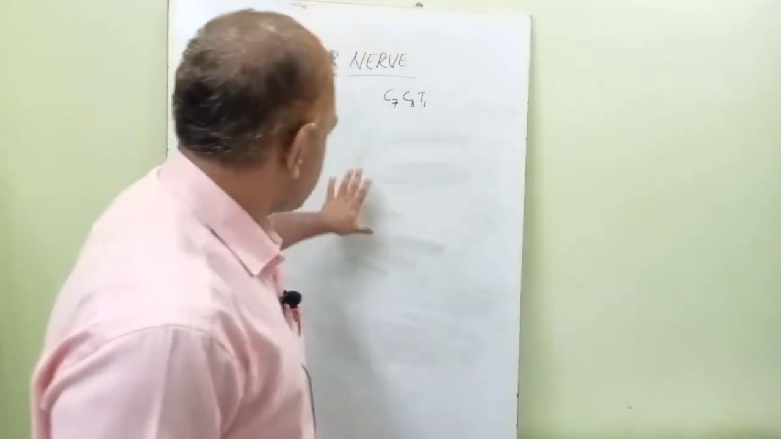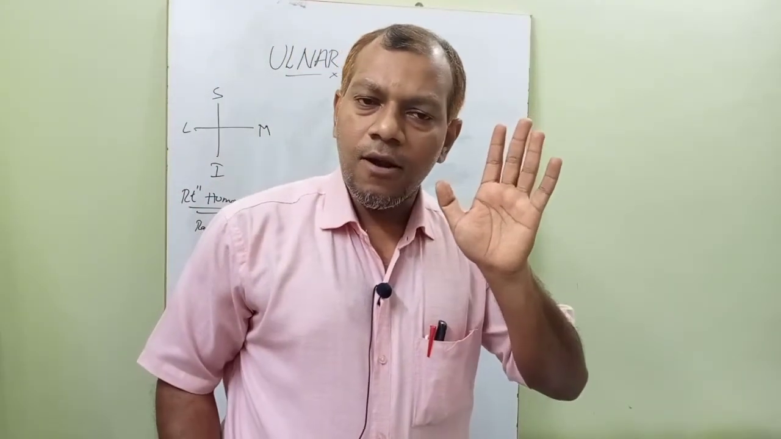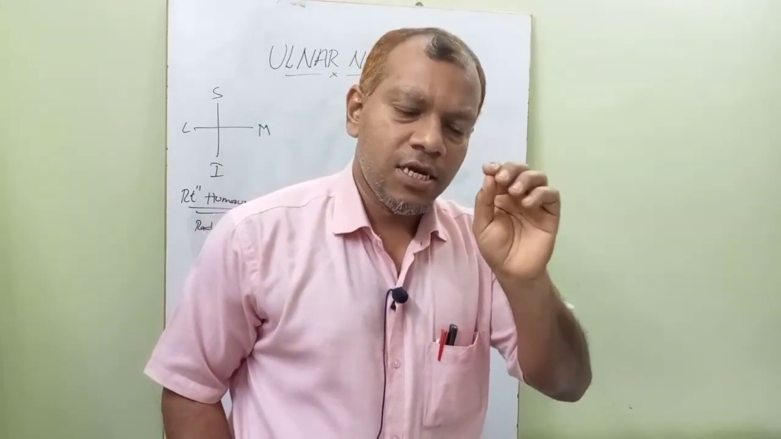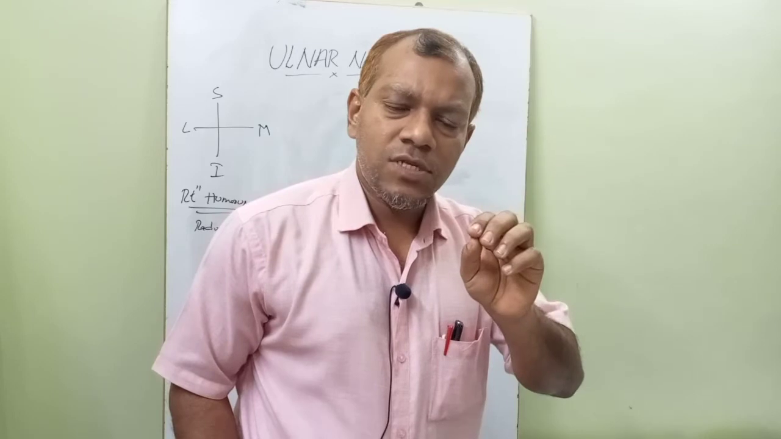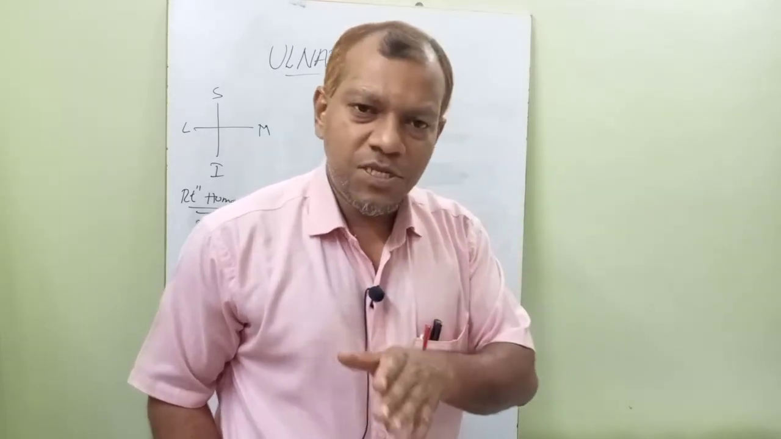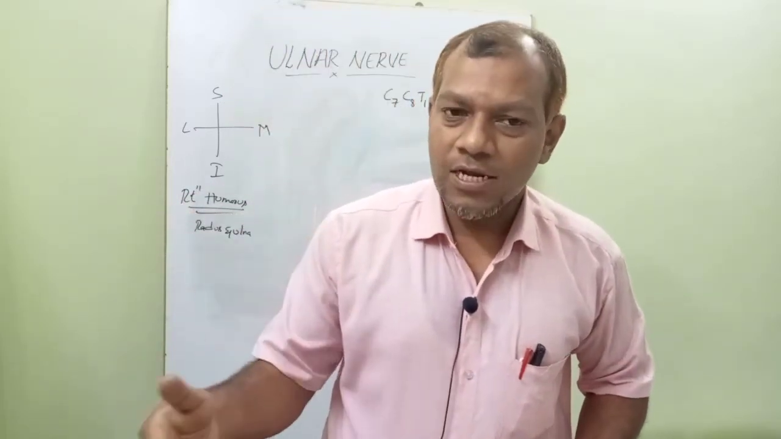So in the entire course of the ulnar nerve in the forearm, it is running along with the ulnar artery. Same thing here also. The ulnar nerve is running superficial to the flexor retinaculum and lateral to the pisiform bone, and then enters into the hand.